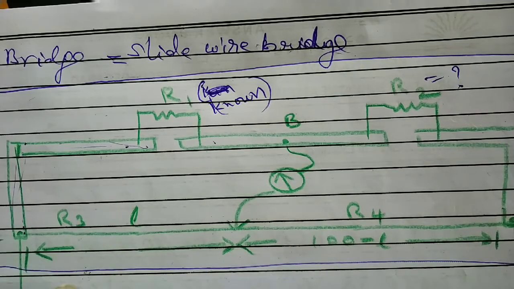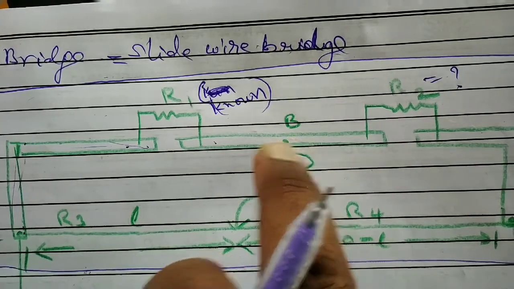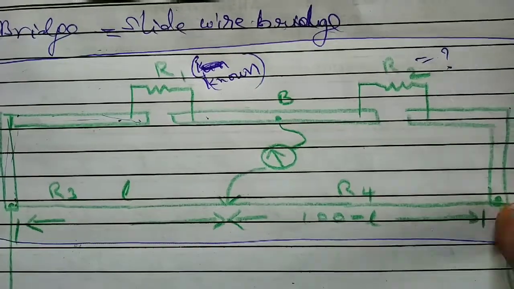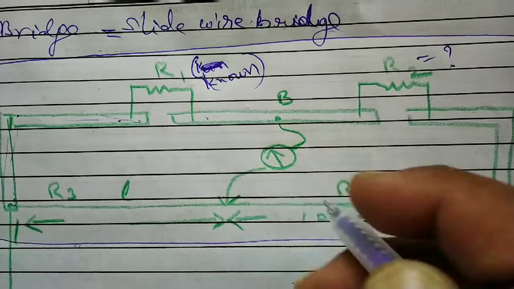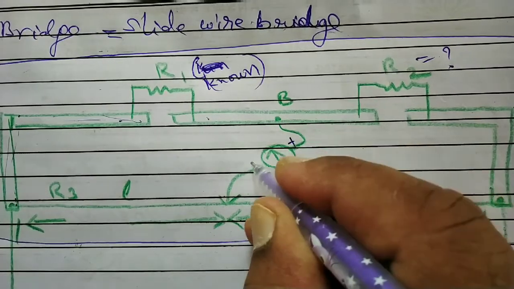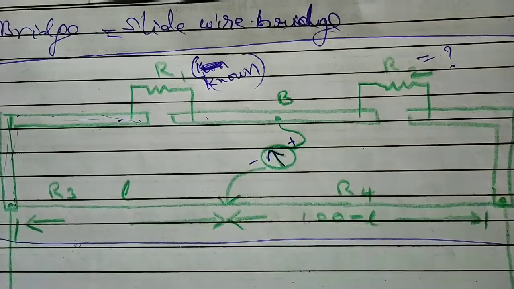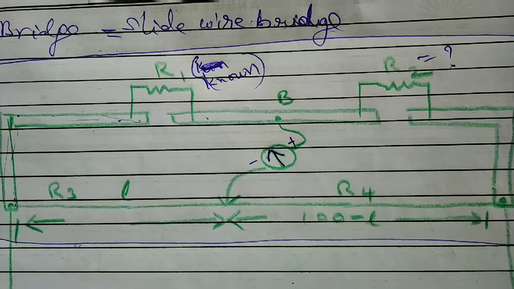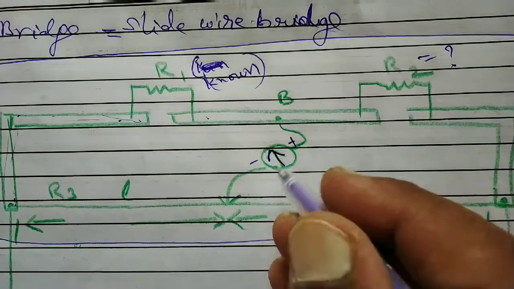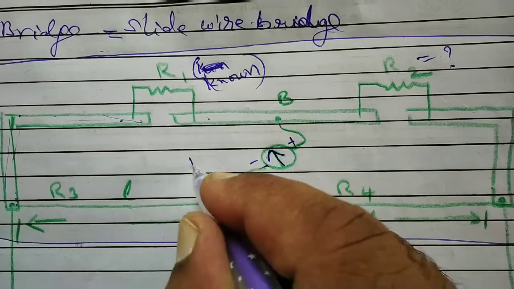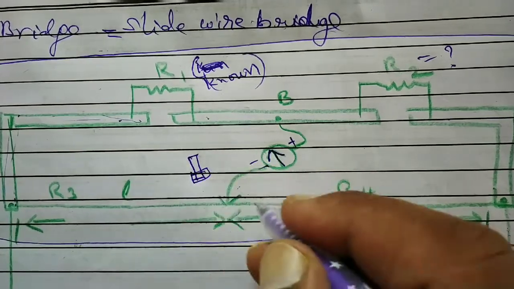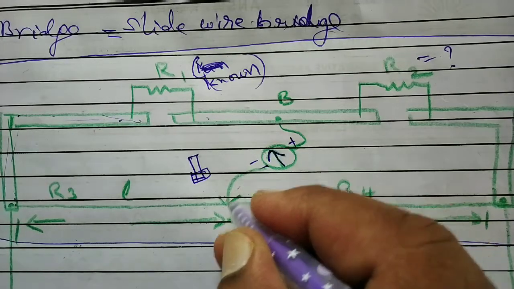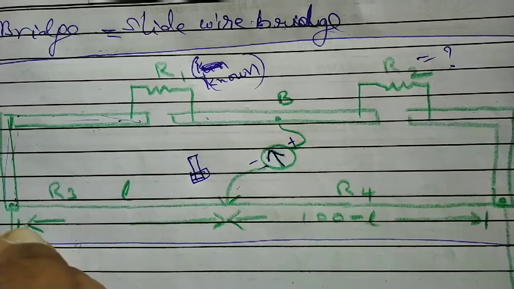And this point is the B point, and this is the A point. This is the C point. Now from the B point we have to connect a galvanometer. Galvanometer is what? It will indicate whether current is passing through this or not. It will show deflection if current is passing. And the other end of the galvanometer we have to connect to the jockey, which is present like this. It is called jockey, which can be slid over the wire A to C.